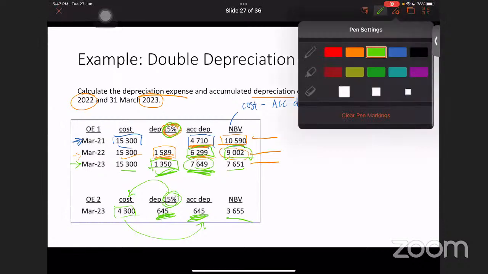Okay, I'm going to erase all this marking because it's very, very messy.